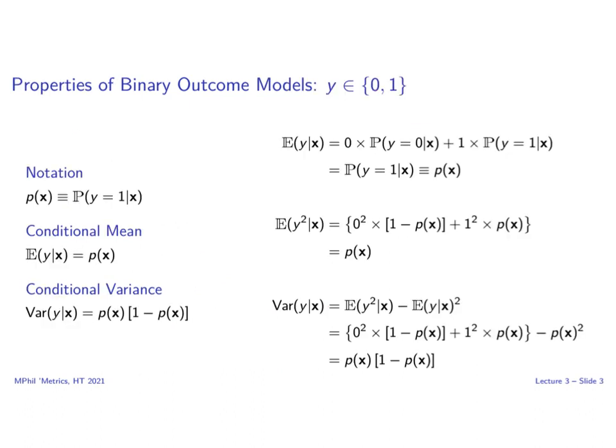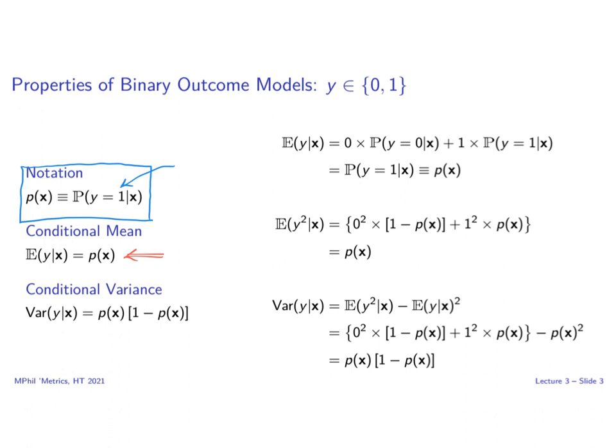Models for binary outcomes have some special properties, and on this slide we will review the most important ones. Throughout this lecture, I'll use the notation p of x to represent the probability that y equals 1 conditional on x. The two key properties of binary outcomes that we'll use in this lecture are as follows. First, the conditional mean of y given x is equal to the probability that y equals 1 given x if y is a binary outcome.